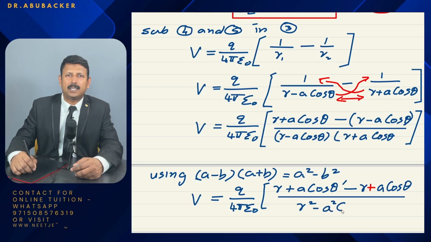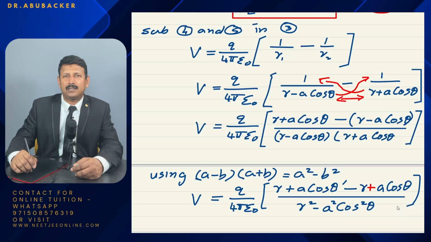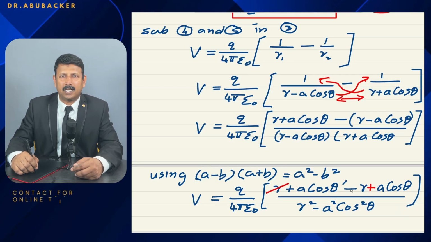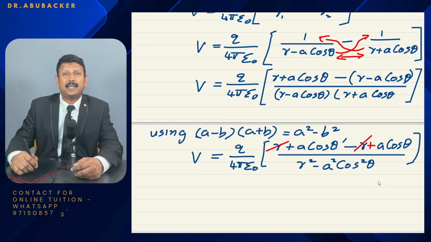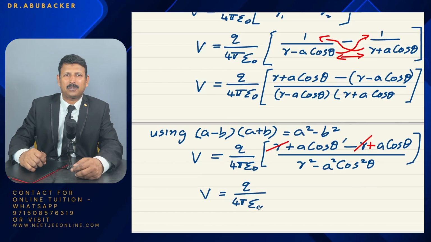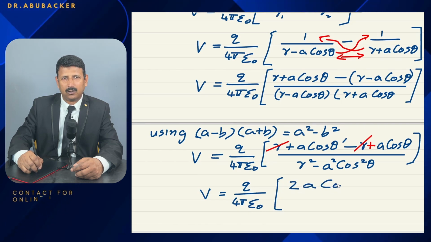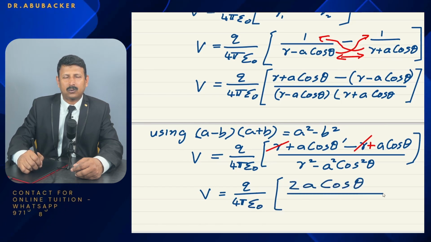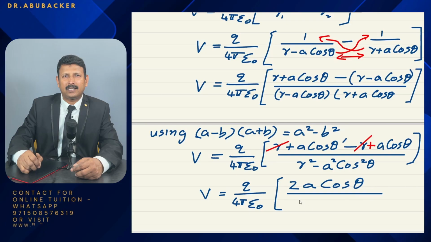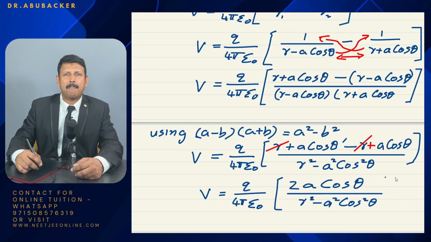That means r square minus a cos theta whole square will be a square cos square theta. Till now okay, right? So we move to the next step. Cancel now. r and r cancel. Then a cos theta and plus a cos theta, definitely it will be 2 times a cos theta. So V is equal to q divided by 4 pi epsilon 0, inside the bracket 2a cos theta divided by r square minus a square cos square theta, close the bracket.